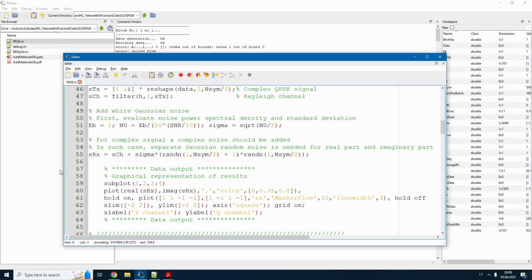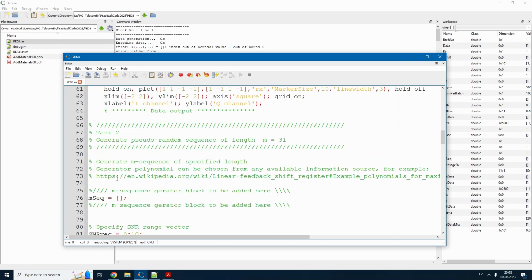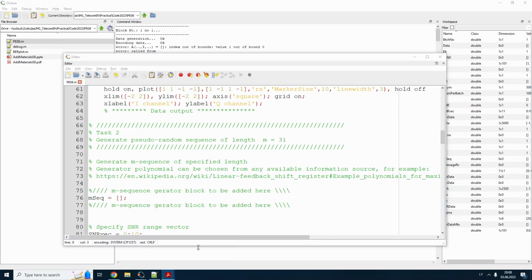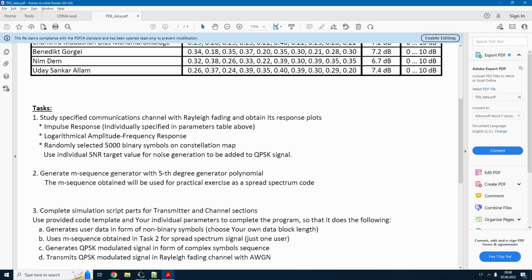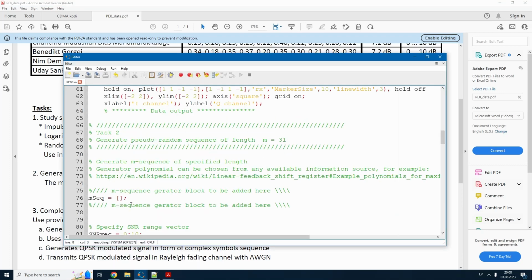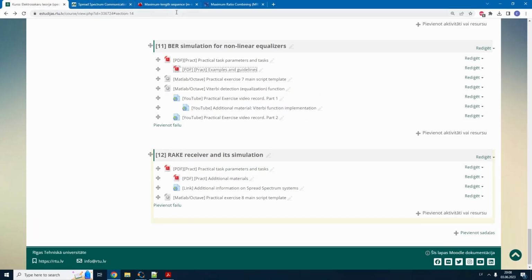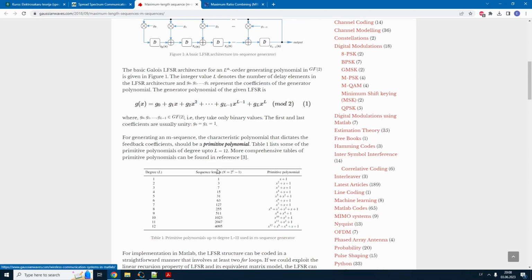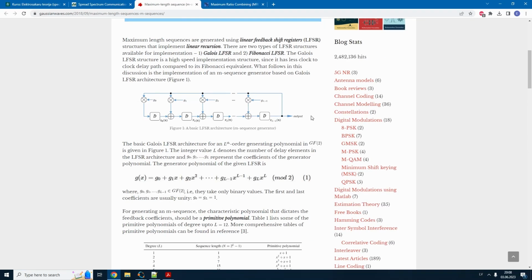So let's go further. The next task is task 2, and we need in this task, yes, so let's keep track, to generate an M sequence by using the M sequence generator with a 5th degree polynomial, and this M sequence will later on be used as the spreading code for the spread spectrum system, yes. So let us then write down some algorithm to generate these shift registers.